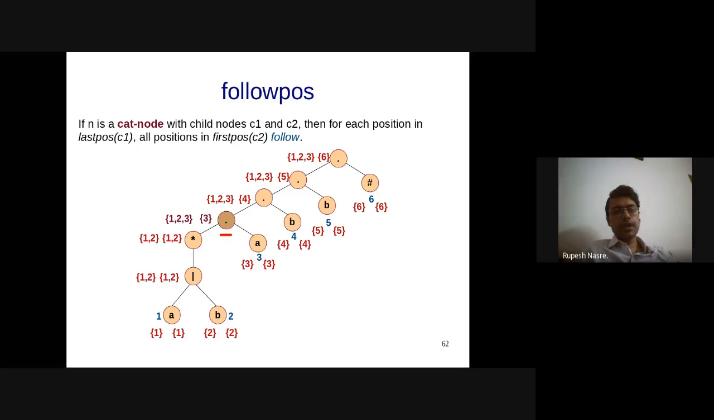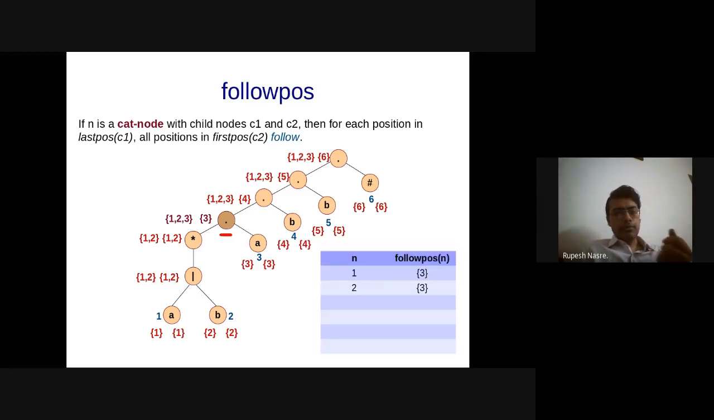So therefore we will be able to say that for the last pos of star, which is 1, 2, for each of these, the first pos of A, which is 3, follows. What this means is that if you have seen A or B star, after this A is going to follow, right? So that 1, 2 is coming from here. If you have seen A or B, after that the position 3 should follow, which means that you will be able to see A, which is shown in node number 3. Right? So that is what the follow is.